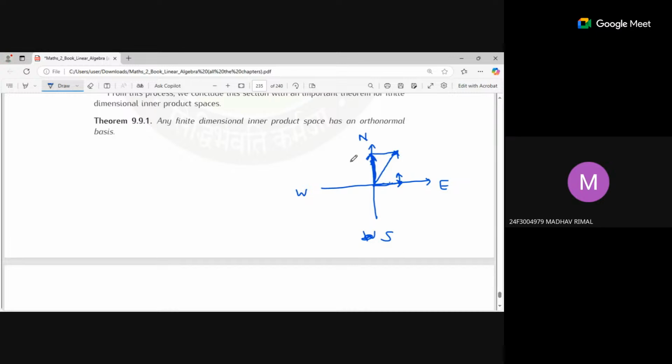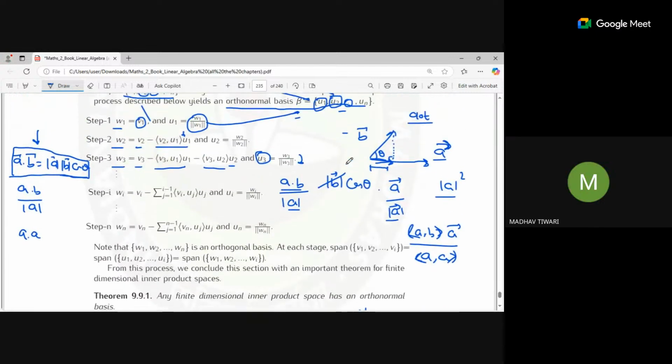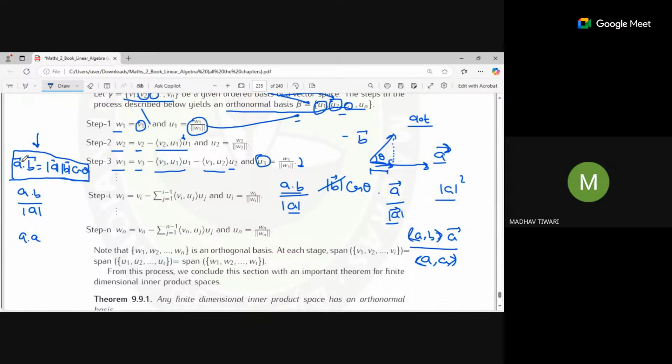So this is how this AB cos theta came. This AB cos theta is the formula for the dot product. It is given already. Okay.